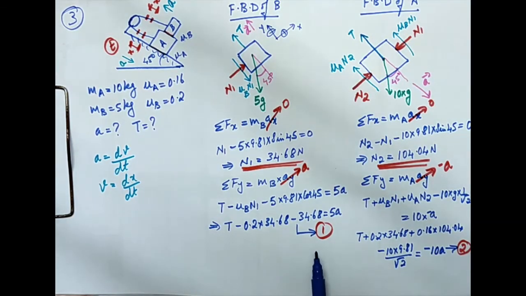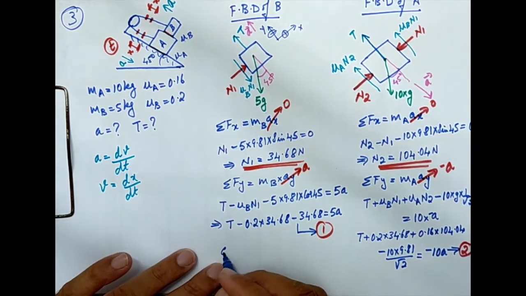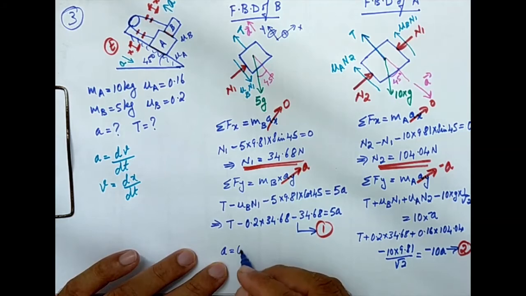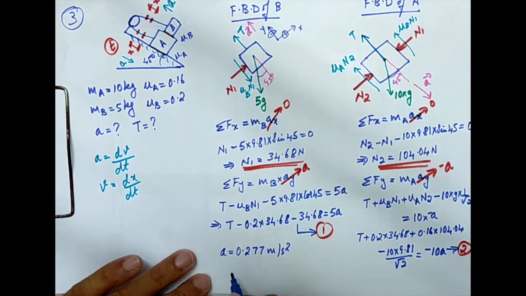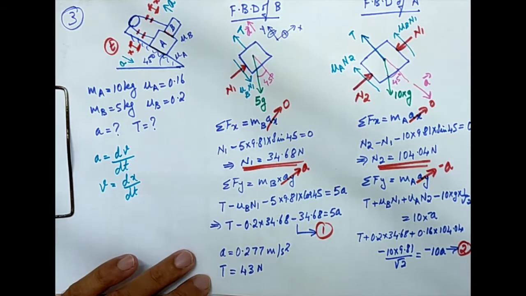And when I solve equation 1 and equation 2, we can see that there are two unknowns, T and A. Here also the unknowns are T and A. So these are simultaneous equations with two unknowns. Two equations, two unknowns. It can be solved. You can use the calculator, just feed it in and you will get the values. On solving, you will get the acceleration A equal to 0.277 meter per second square, and the tension T equal to 43 Newton.